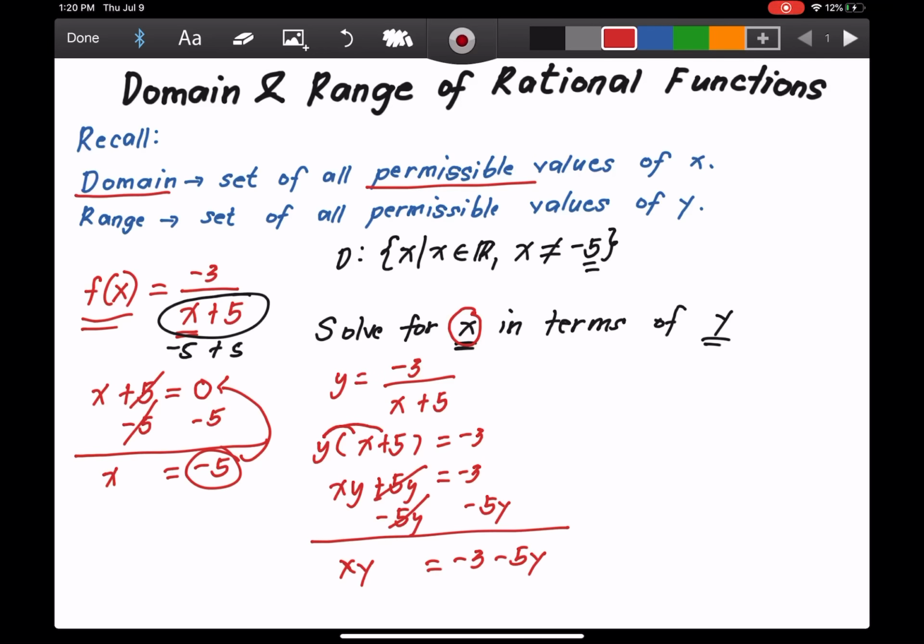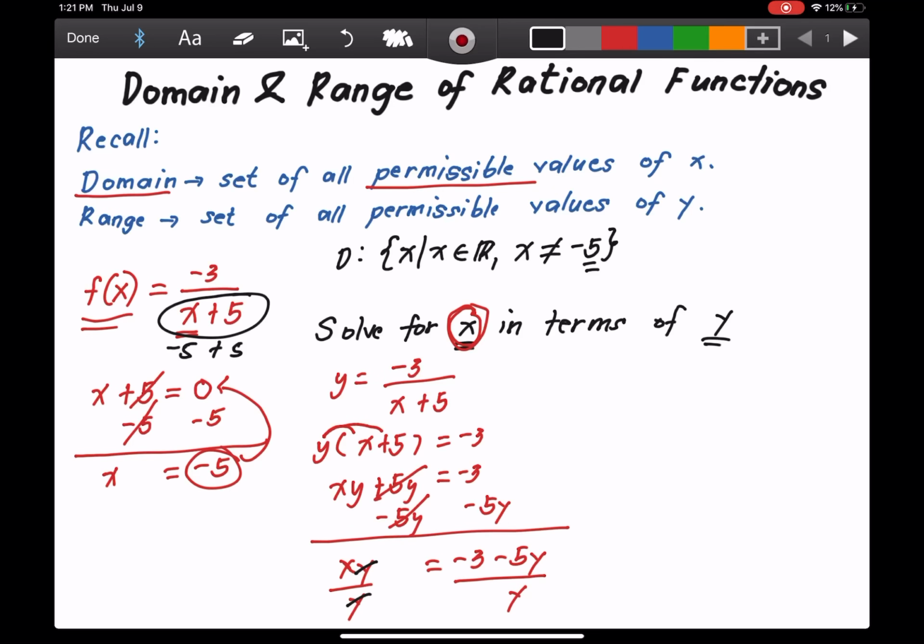Hindi importante kung mauuna yung negative 5y mo. Okay? And then minus 3. Walang problema dun. That's okay. So now, our main goal is to solve for x now. How do we solve for x? We simply divide both sides by y. Tama? Para ma-cancel out natin yung y dito. So what is left is x and it's equal to negative 3 minus 5y all over y.